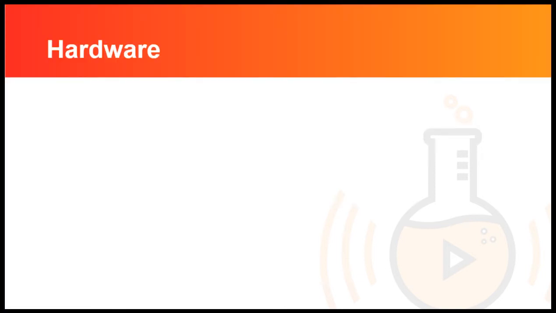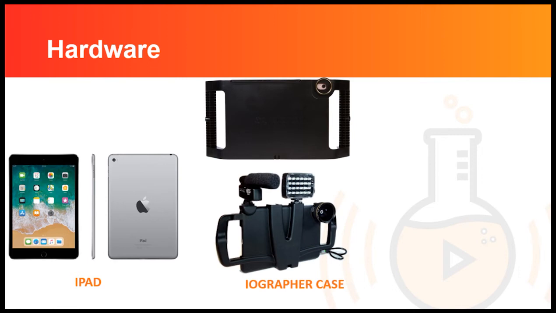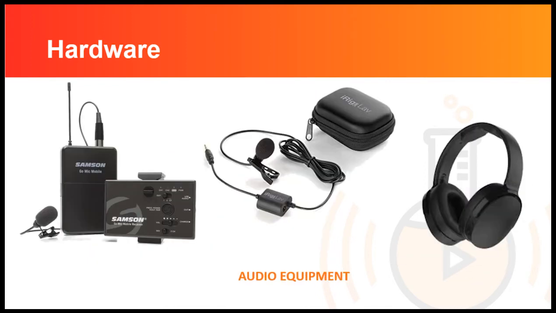To host a successful program with quality video, the following hardware is valuable: iPads, an iOgrapher case to create professional-looking video content by adding light, lenses, and other accessories, and a laptop. The following hardware is essential for ensuring quality audio and sound: a Bluetooth lav microphone, which provides scientists with unrestricted movement around the lab or workspace. Headphones or earbuds are also necessary for preventing feedback from other devices.